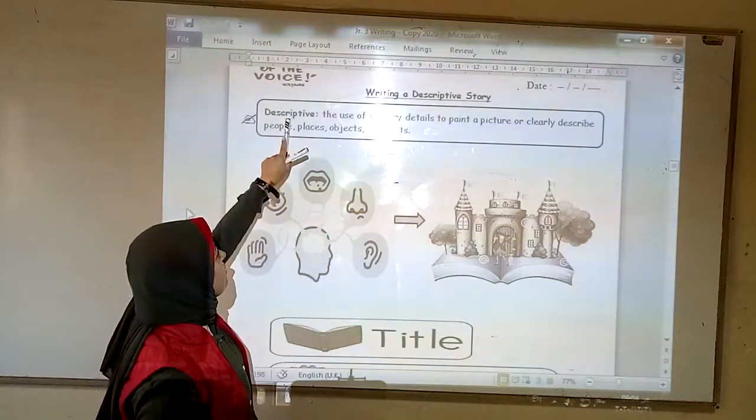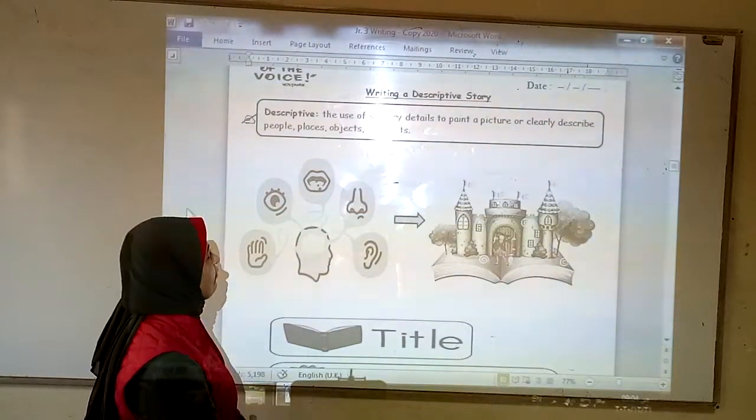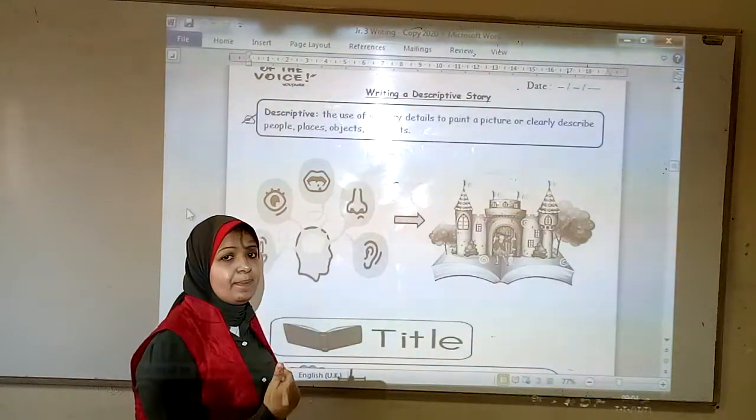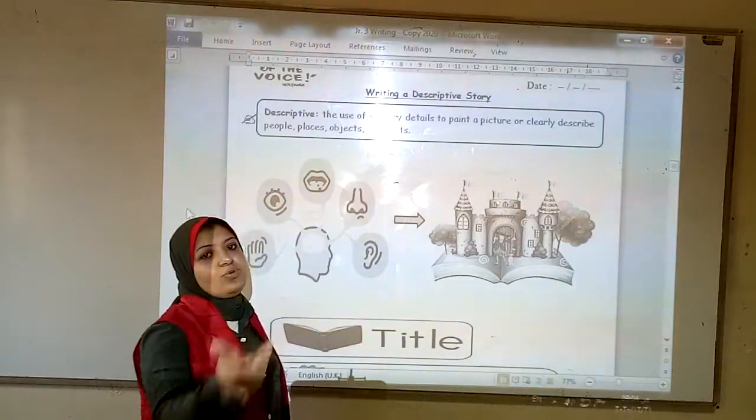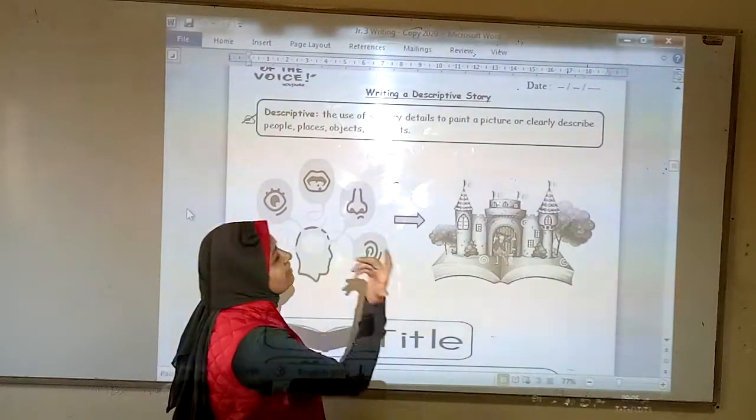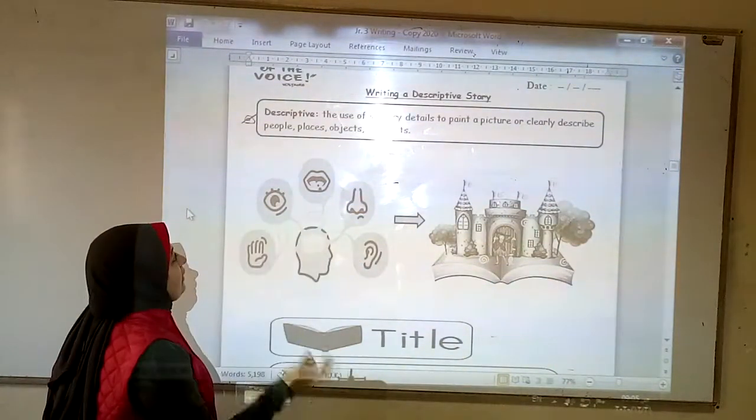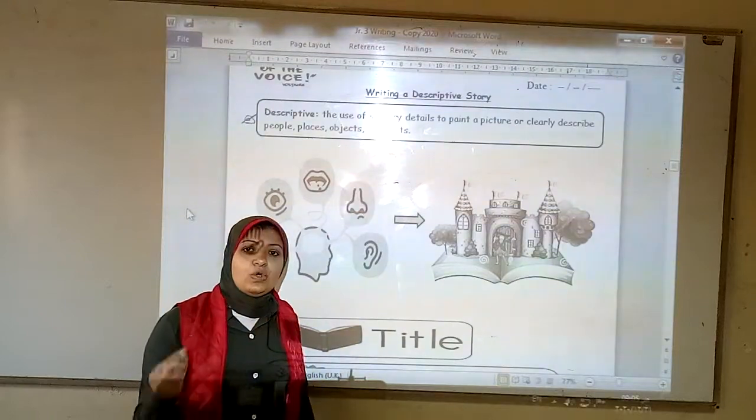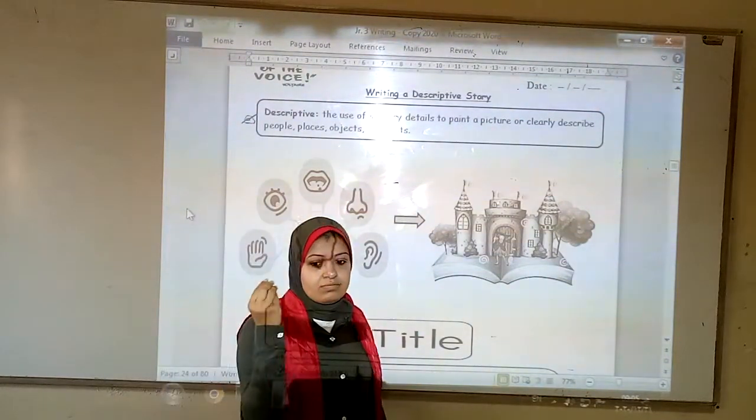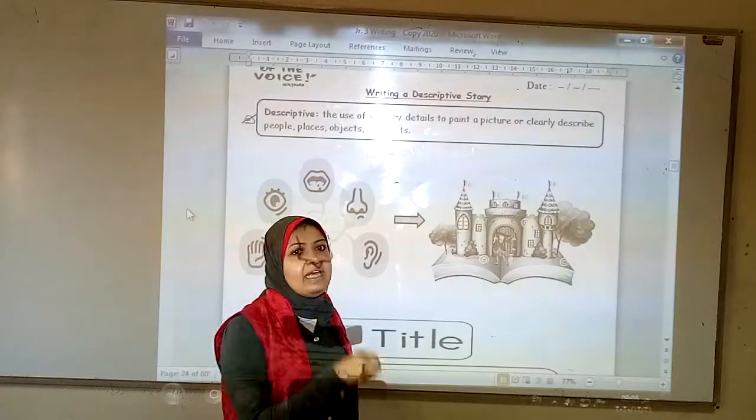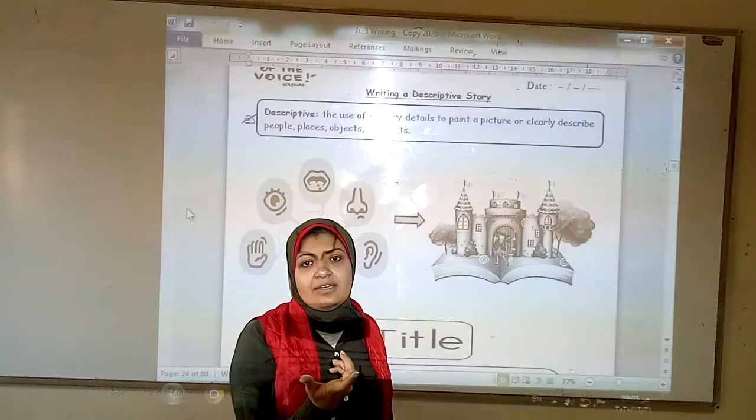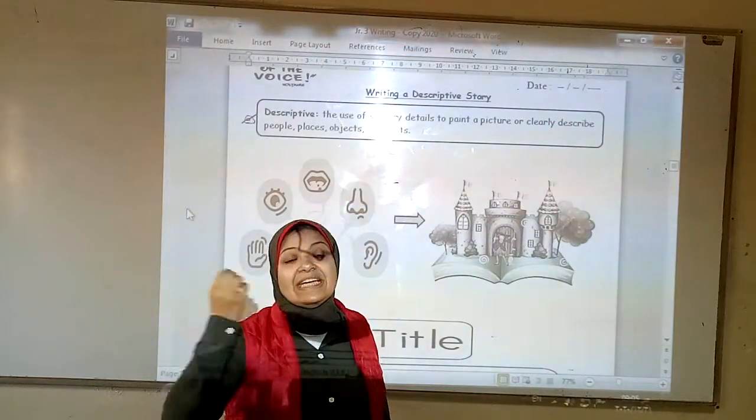Here, he is telling us the meaning of the word descriptive. Descriptive means to describe. As I told you, during your trip, you must keep describing the things that you are facing, the things that you use. The use of sensory details to paint a picture or clearly describe people, places, objects, or events. As you know since Jr. 1, using adjectives is the main thing, the seasoning that you put to your story to let the reader imagine what you were doing in details.